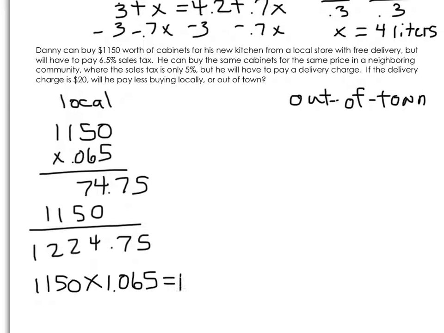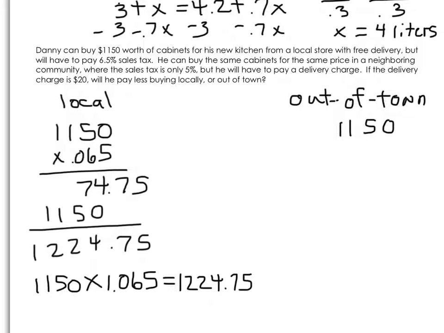It will get you that $1,224.75 in one calculation. I kind of like it because I'm less likely to make a mistake if I only have one calculation. So, if you want to do it that way, that's great. What about out of town, though? He's still going to buy his $1,150 worth of cabinets. The sales tax is cheaper.